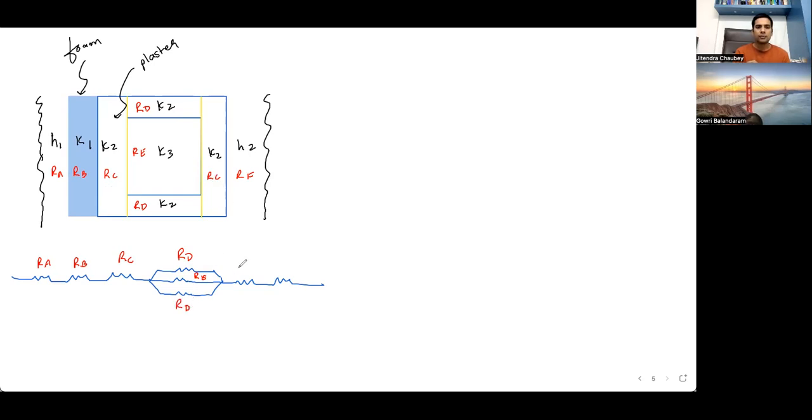These two are the same, so it will be RC, and this will be RF. It is very important that you understand the area of cross section at every instant. You can see that the area of cross section and surface area for 1, 2, 3, 4, and 5 would be the same. They all will have the same area of cross section and area.